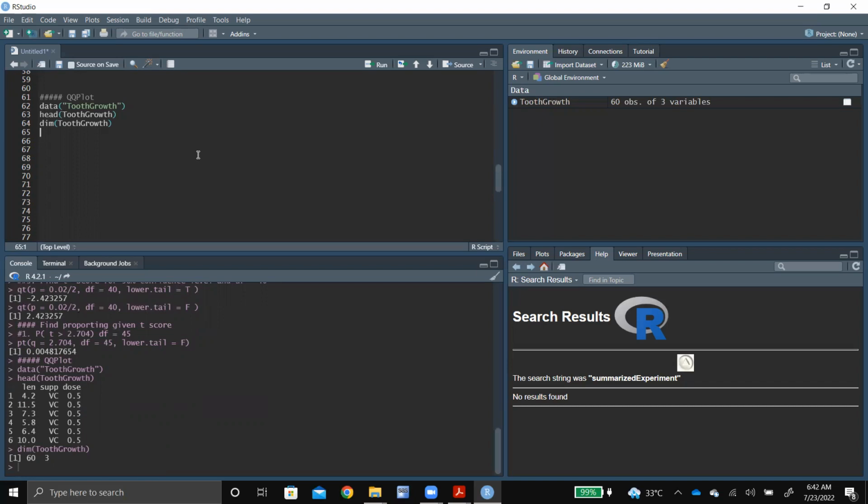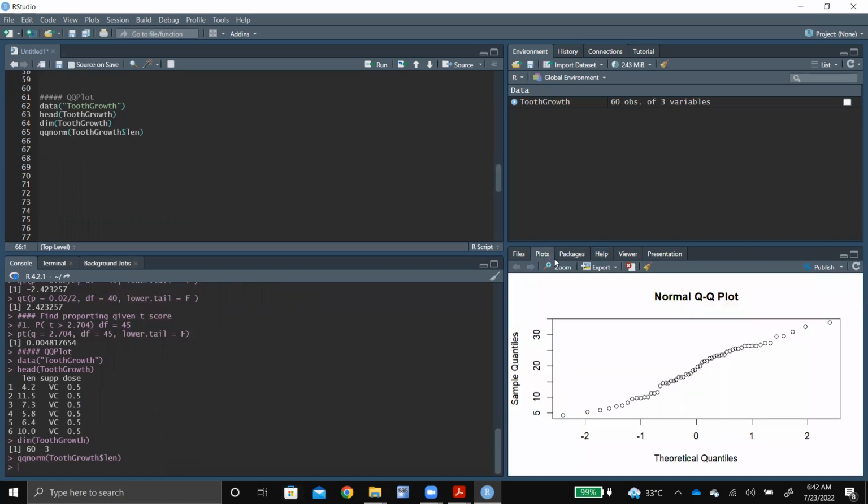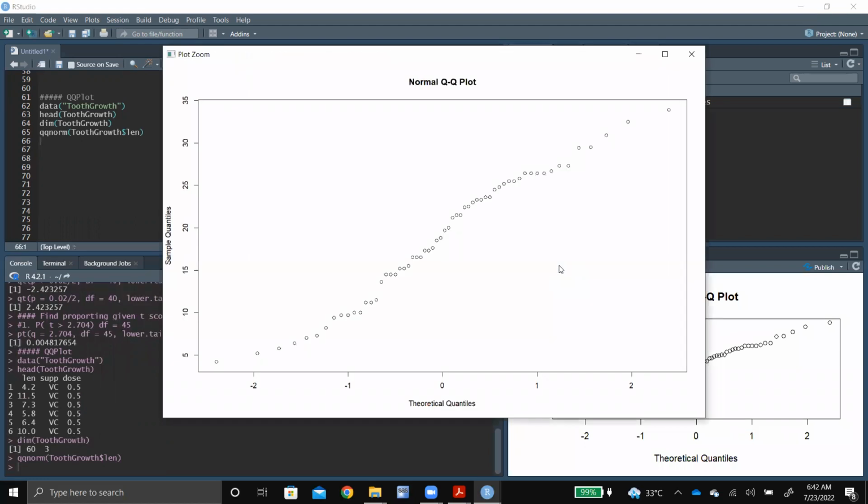Now, let me check whether this variable length is normally distributed or not. To do this, let me use the function qqnorm. So we have qqnorm, and I'm interested in the length variable of the ToothGrowth data set. So qqnorm ToothGrowth dollar len. If I hit enter, it gives me a normal QQ plot. So we have this kind of scattered points, right? But how do we know that this falls on a straight line?